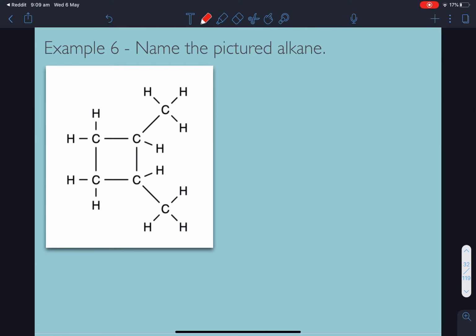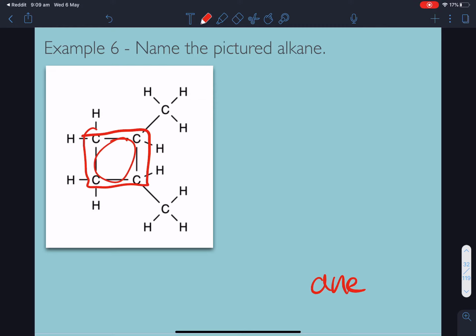Alright, let's look at example 6 here. Have we got carbon-to-carbon single bonds? Yep, I've got an ane. Okay. If you're observant already, you might have seen something. Look at this. This screams out to me. I've got a cycle. Okay. So I've got a cycle that is the longest chain.